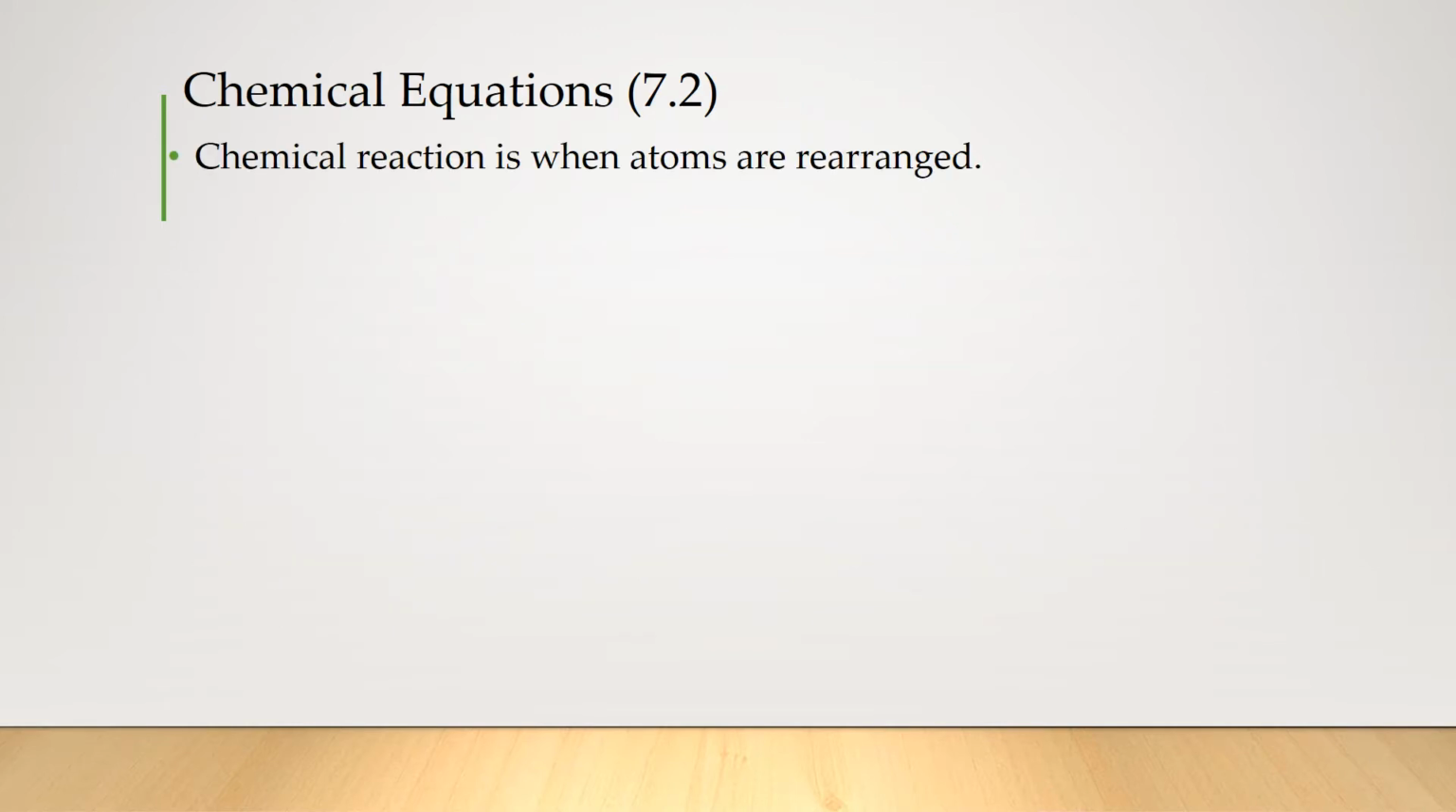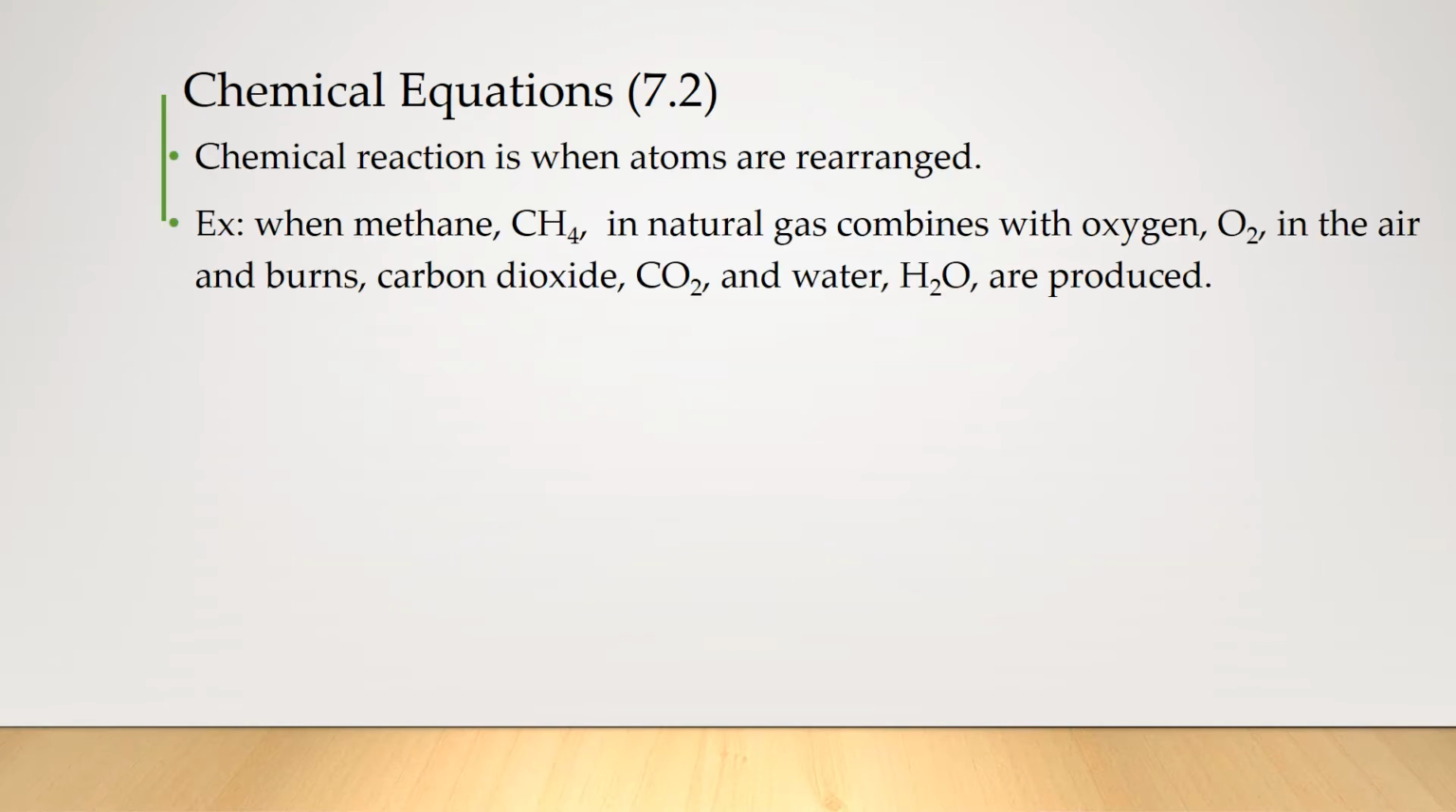A chemical reaction happens when atoms are rearranged. So here's an example. When methane, CH4, in natural gas, combines with oxygen, O2, in the air and burns, carbon dioxide, which is CO2, and water, H2O, are produced.